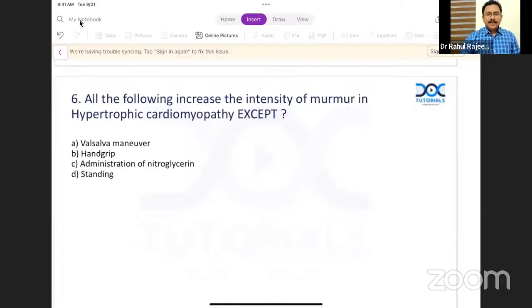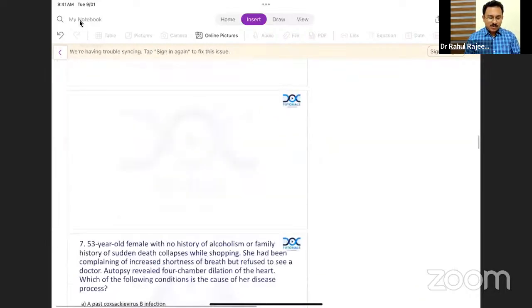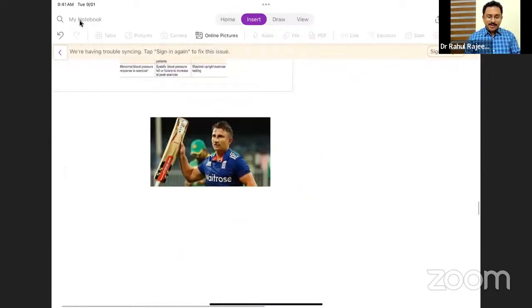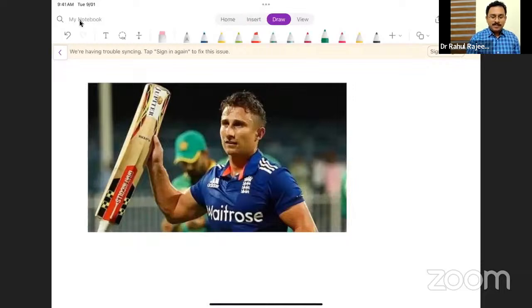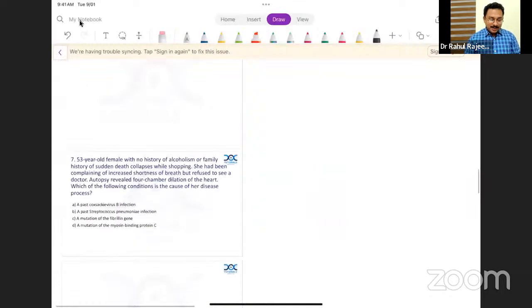Okay, all right. Since Madam has discussed the topic of ARVC, I just want to show you a picture here. Can anybody in the comment section tell me who this is? A very promising young England cricketer who actually had to retire at an early age after he was diagnosed with ARVC. Can anybody answer that in the comment section? I'm just waiting for your answers. Meanwhile, I'll go to the next question.